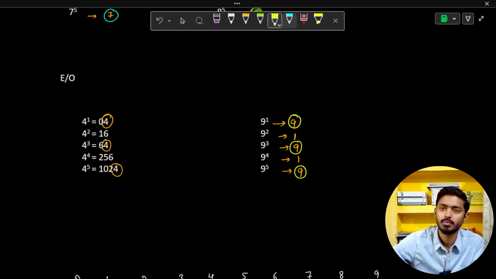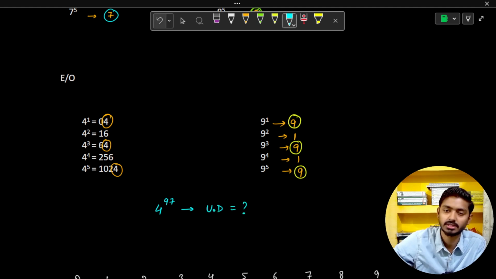So, if we are given a question, let's say 4 to the power 97, how do we calculate it? If we are supposed to find the unit digit, we say, let us divide 97 by 2. We know that the remainder anyway is going to be 1. That will be 4 to the power 1, which gives us 4 as our unit digit.